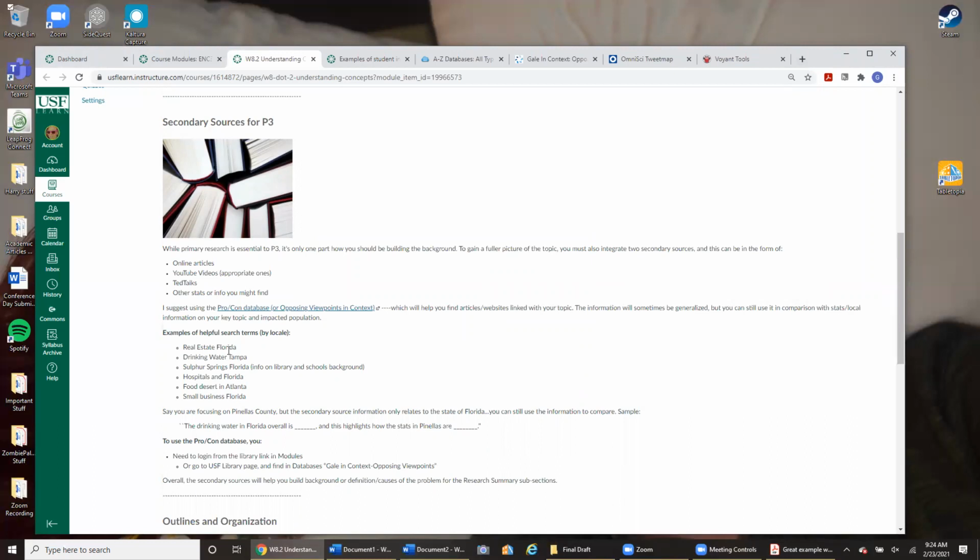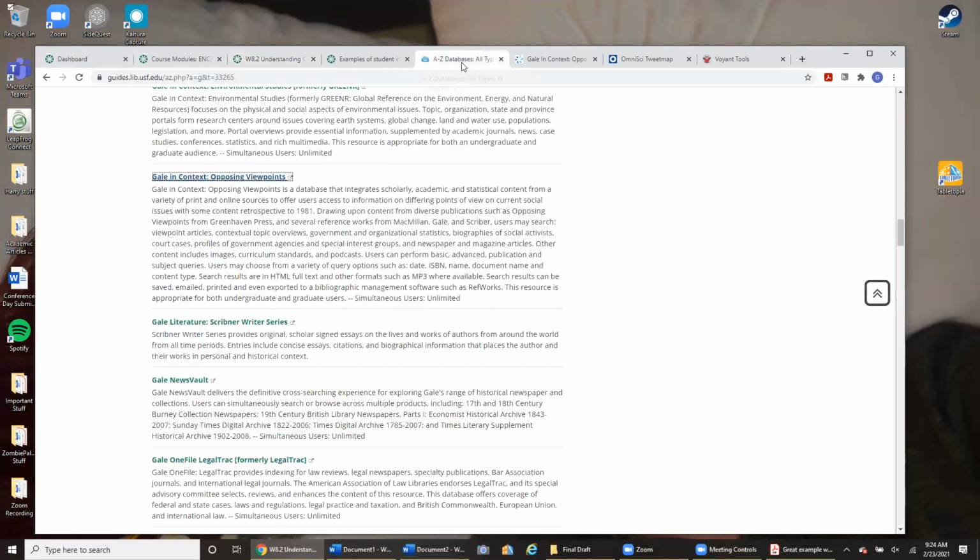And when you're looking for secondary sources, you can look at not just online articles, but you can look at YouTube videos if they're appropriate to your topic. You could look at TED Talks or stats on other websites or something that you find. You could refer to your old database as long as you're not copying sentences from P2 in some way. There's a link for a website.